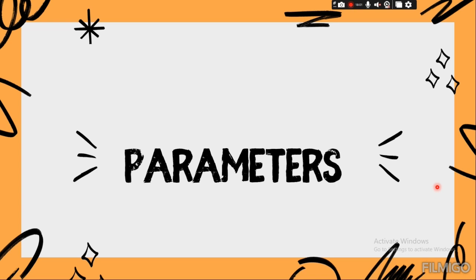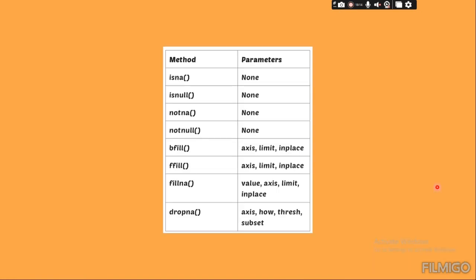Now it's time to have a look at some parameters which can be used with the above said methods like bfill, ffill, fillna and dropna methods. Using these parameters, we can get more optimized and desired results. So here are the methods and parameters. Have a look at these methods and parameters.